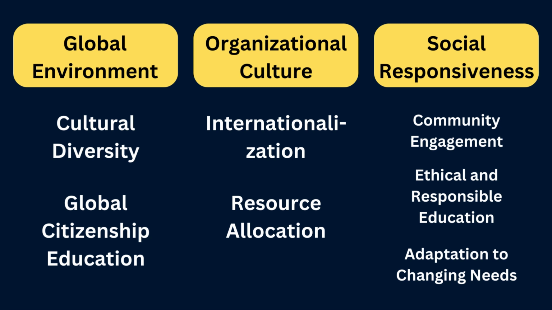Lastly is social responsiveness in education. We have here community engagement, ethical and responsible education, and adaptation to changing needs. Educational institutions actively engage with the local community to address its needs. This includes organizing community service projects, providing resources, and collaborating on initiatives benefiting society. We have social responsibility also encompasses ethical behavior and accountability.